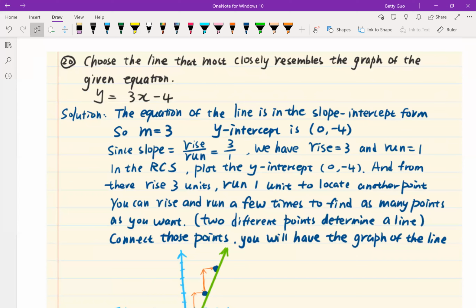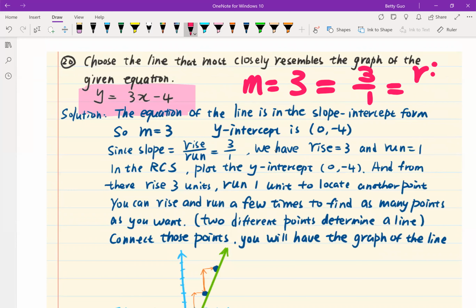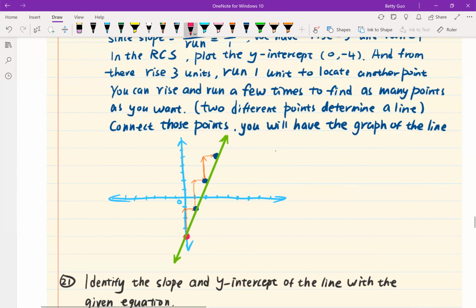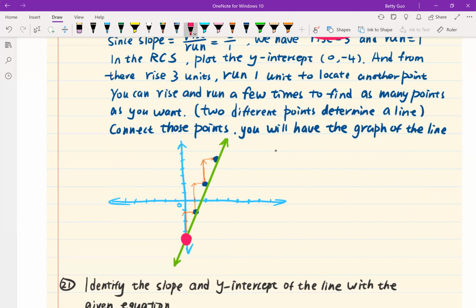Number 20. Choose the line that most closely resembles the graph of the given equation. So basically, you are graphing the line by using slope and intercept. The equation is given in the slope-intercept form. Slope is 3. You can see that as 3 over 1. So your rise is 3, run is 1. Y-intercept 0, negative 4. You're going to plot the y-intercept first, right here, 4 units below the origin.